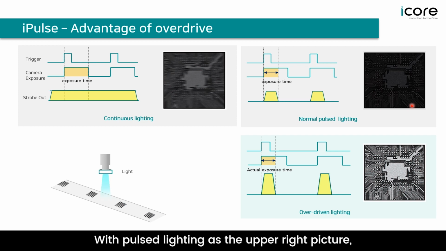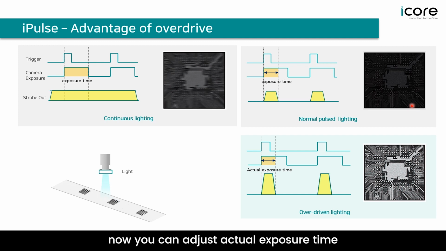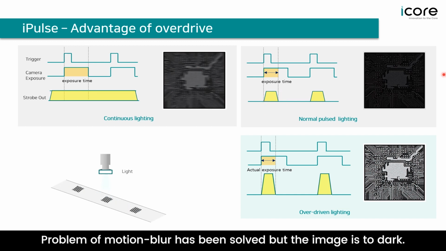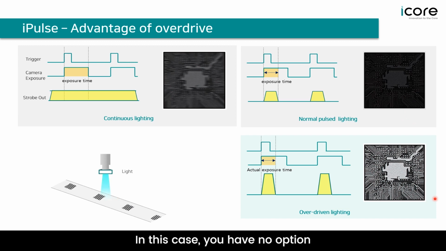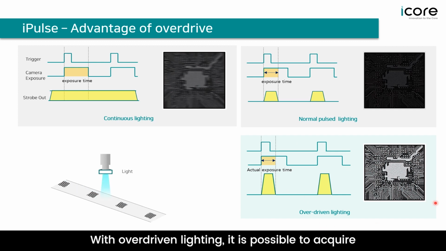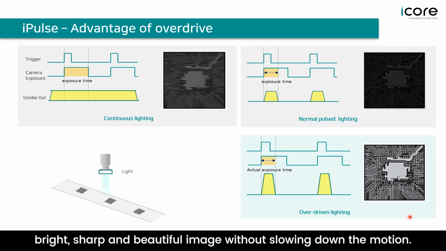With pulsed lighting, as in the upper right picture, now you can adjust actual exposure time by changing the pulse duration. The problem of motion blur has been solved, but the image is too dark. In this case, you have no option but to slow down the speed of the moving object. With overdriven lighting, it is possible to acquire bright, sharp, and beautiful image without slowing down the motion.